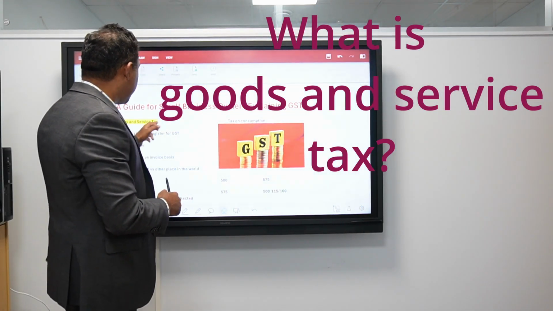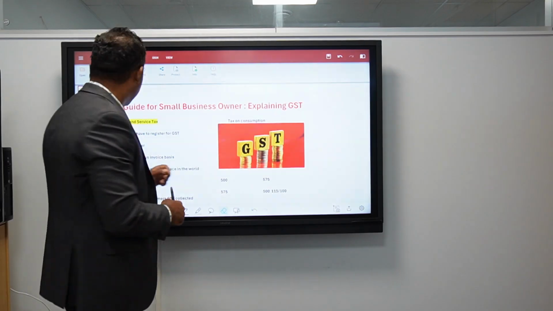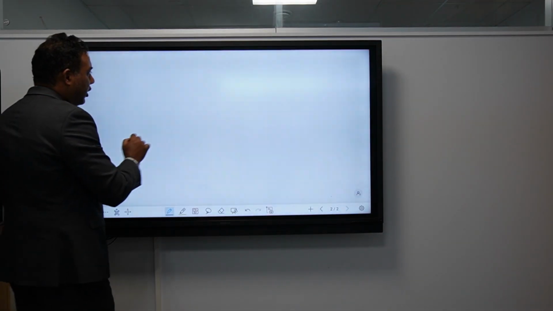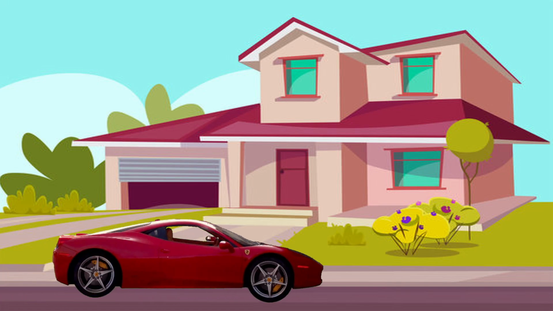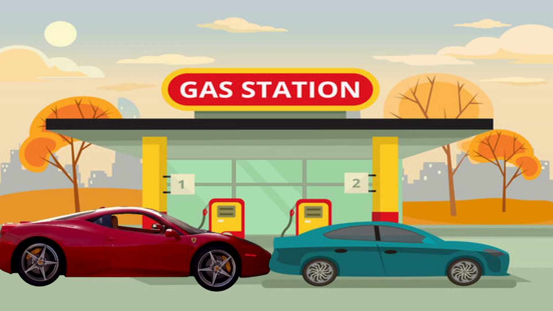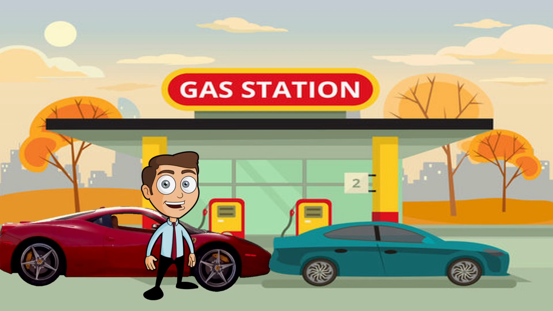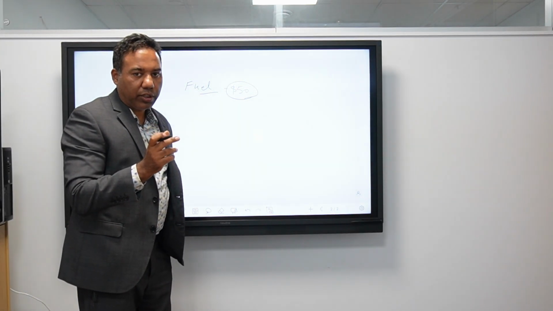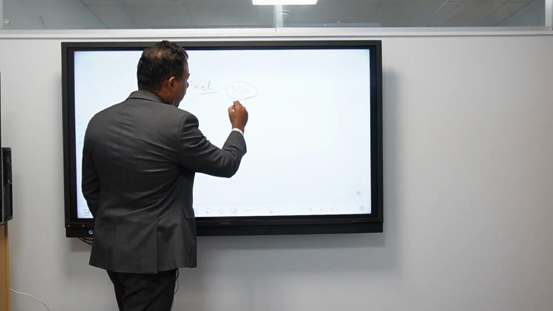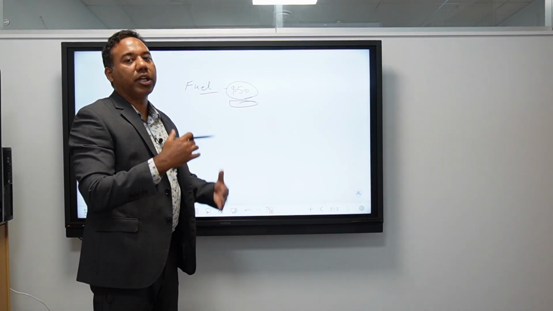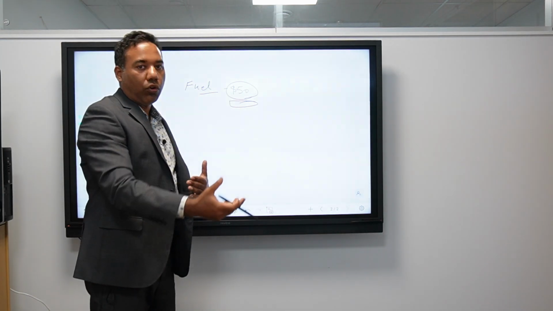Remember, the goods and service tax is a tax on consumption. I explain this in a simpler way. Let's say you go and buy fuel for your vehicle, right? Fuel. Now you pay $50 for the fuel. Now there is a GST component within that $50 because you have consumed it. So this GST is paid by your business on the consumption.